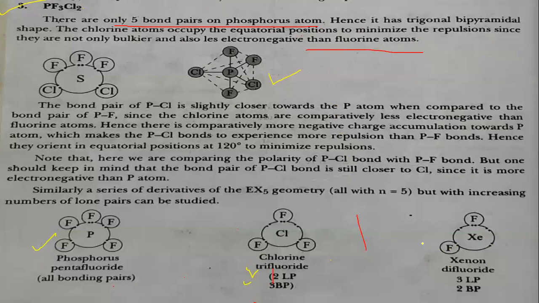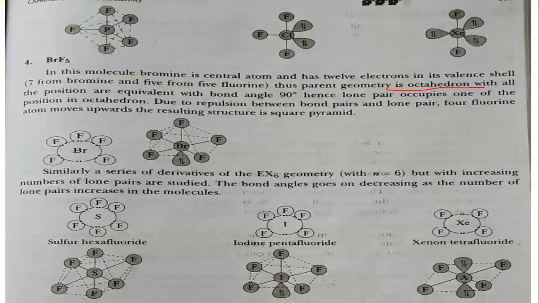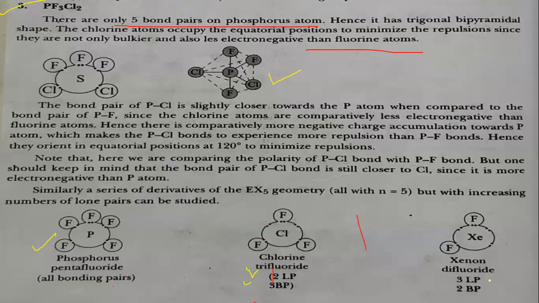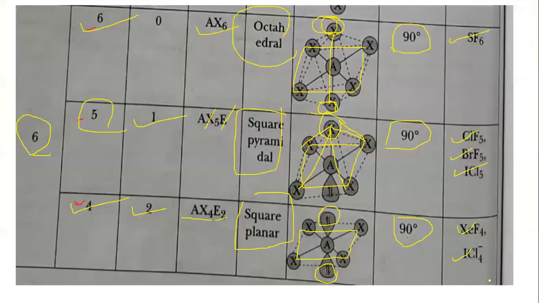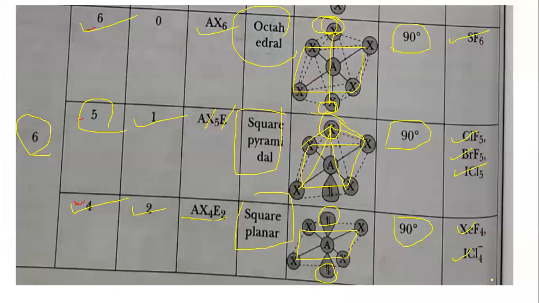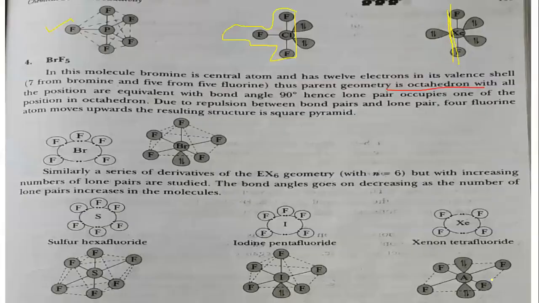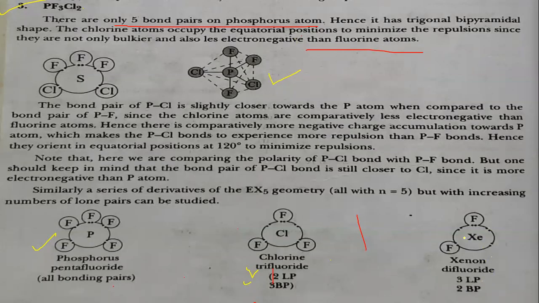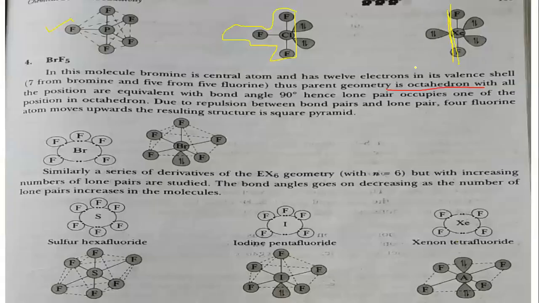And here xenon difluoride is there: 3 lone pairs, 2 bond pairs. In this case, I'm just taking you back to the table so that you will get more acquainted with the table given in the book. 3 lone pairs and 2 bond pairs. This is the structure. So XeF2, 3 lone pairs and 2 bond pairs, this is the structure.